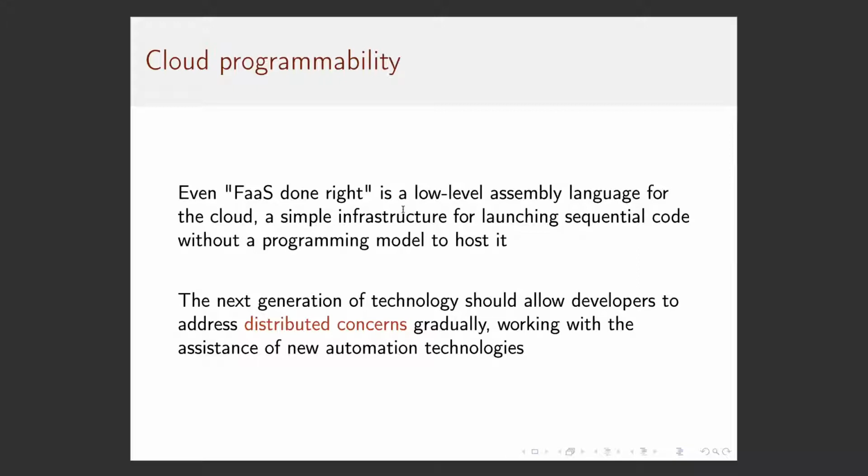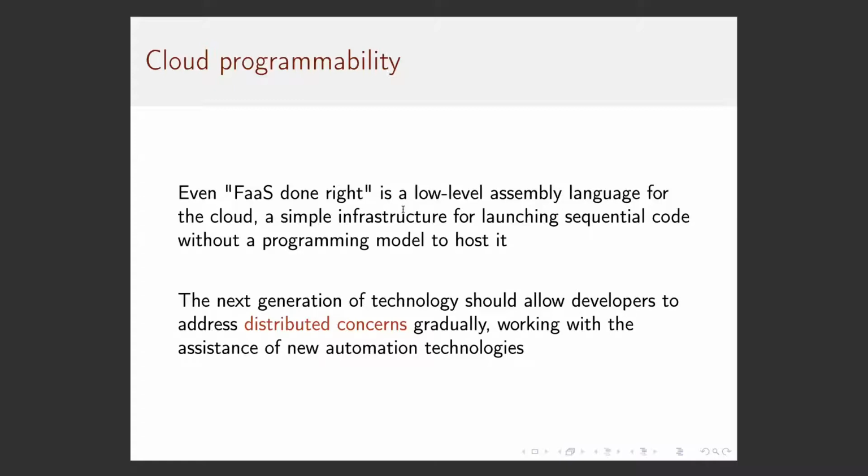Even if the cloud providers get serverless right, it argues this is a low-level assembly language for the cloud. This is their analogy for it. And this is still a simple infrastructure for launching sequential code without a programming model to host it, meaning that there are no guarantees about the distributed execution of it, right? And then the argument is that we should give a next generation technology that allows developers to address the distributed concerns gradually. The evolutionary approach, again, is mentioned here, working with the assistance of new automation technologies with a lift and support compiler that we will discuss.